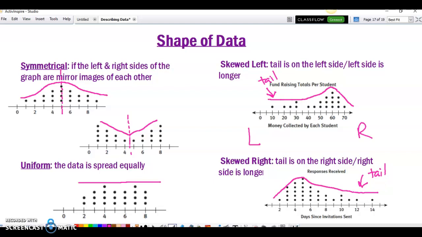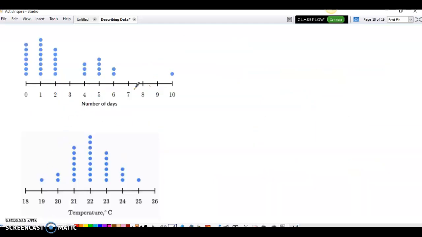All right, now what I'm gonna do is go through a few examples and we're gonna describe the data, because this is what you're gonna be doing on your performance task. You're gonna be looking at a graph and describing it to me, but you have to use the specific words that we learned today, okay?